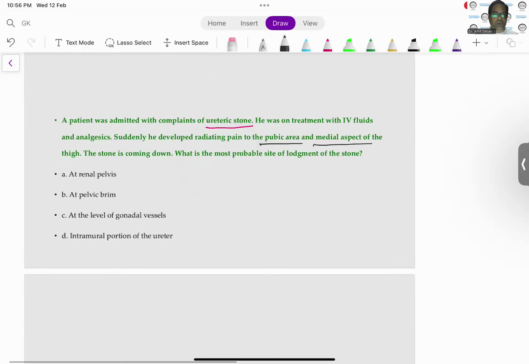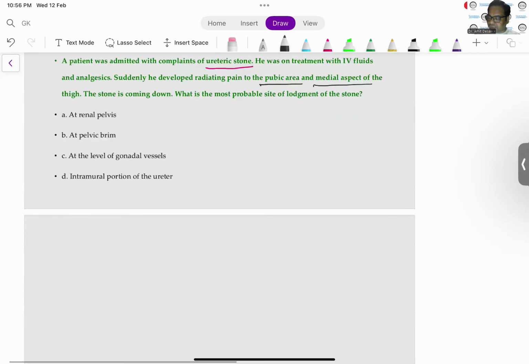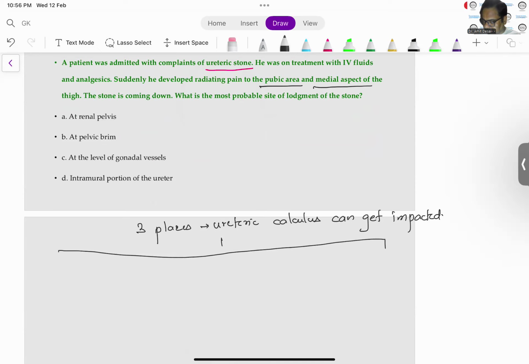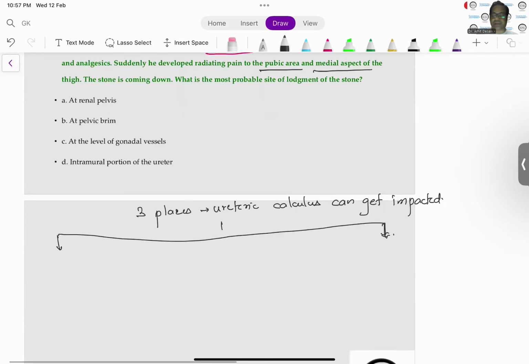Okay, so they have given us options, whether it is at the renal pelvis, whether it is at the pelvic brim, whether it is at the level of gonadal vessels, or whether it is at the intramural portion of the ureter. So now let us see three places where the ureteric calculus can get impacted. There are three places, all right? Let us look at these three. Now, before we look at these three, let us see how the ureter is formed.